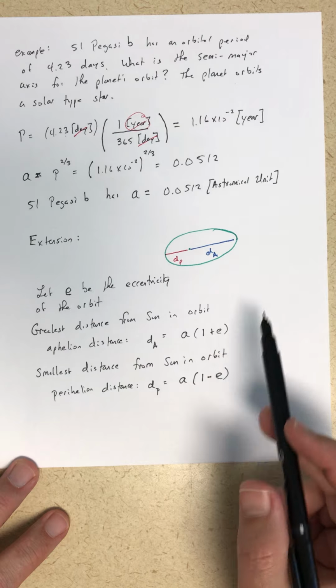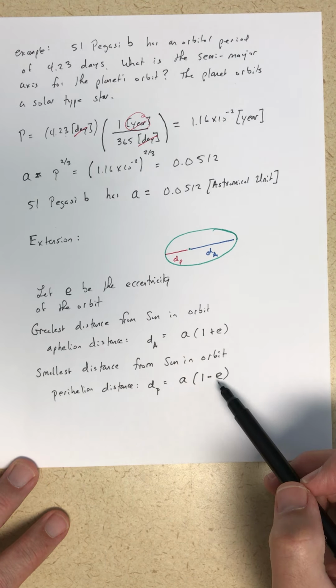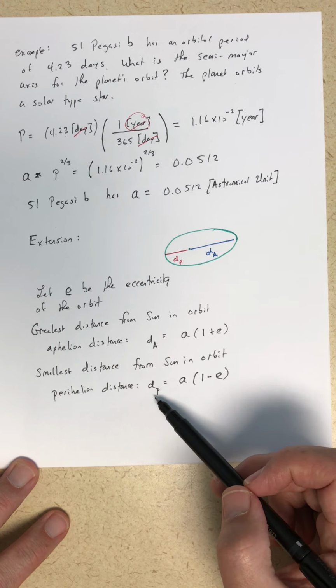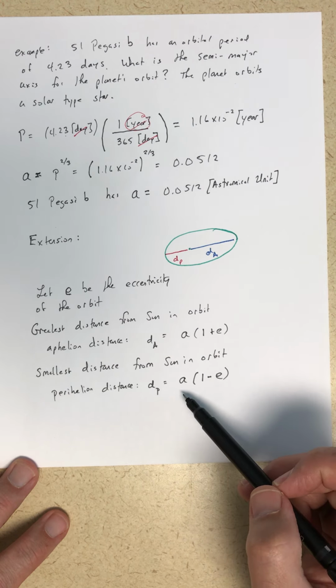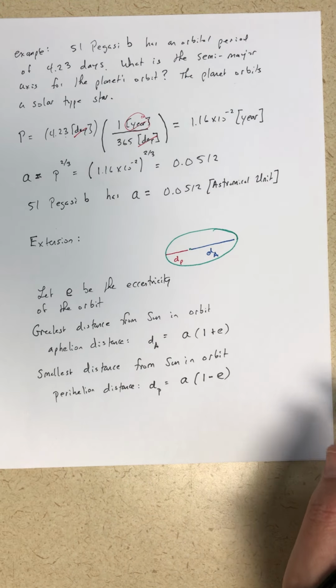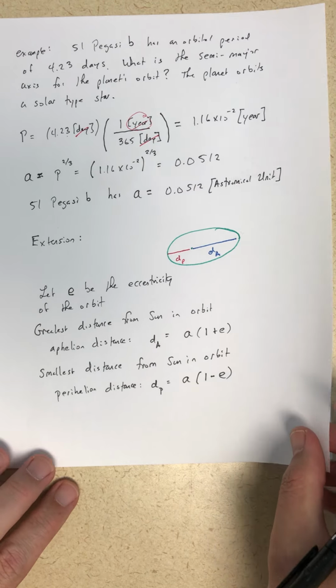And again, if it is a circular orbit, then e is 0. The aphelion distance is the semi-major axis. The perihelion distance is the semi-major axis. All the distances would be the semi-major axis for a circular orbit. All right, and then one last extension for Kepler's third law.